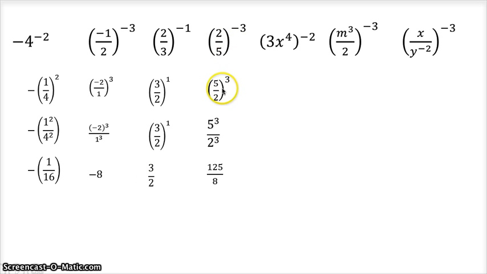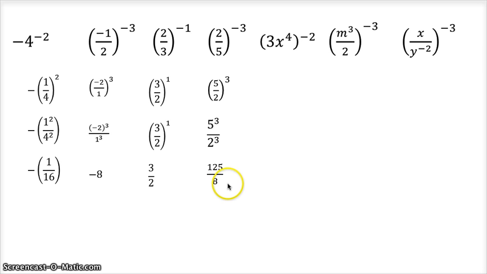2/5 to the negative 3 flips to 5 over 2 to the positive 3, so 5 cubed over 2 cubed. 5 times 5 times 5 is 125. 2 times 2 times 2 is 8. So just leave it as an improper fraction. Okay, so 125 over 8.